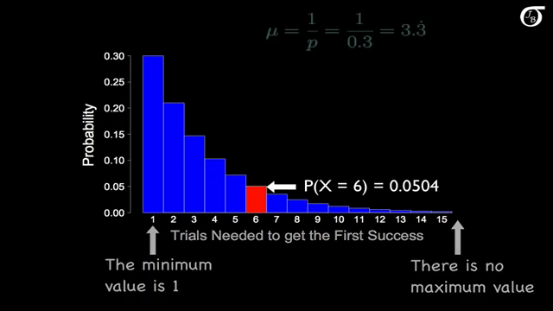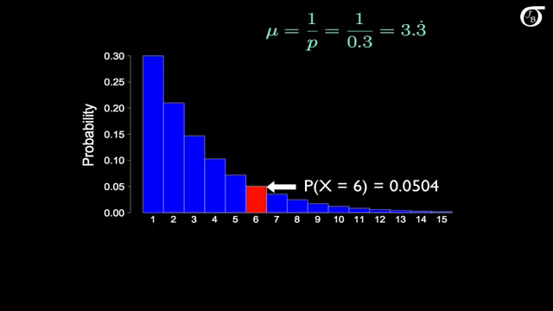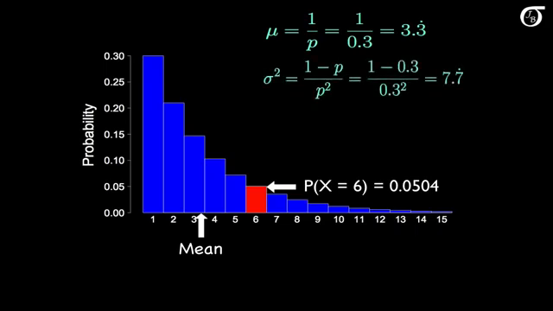The mean of the geometric distribution is 1 over p. In this case, that's 1 over 0.3, which is 3.3 repeating. That's right about here on this distribution. The variance of the geometric distribution is 1 minus p over p squared. Here that's 1 minus 0.3 over 0.3 squared, which works out to 7.7 repeating. The standard deviation is the square root of that, the square root of 7.7 repeating, which is 2.79 when rounded to 2 decimal places.